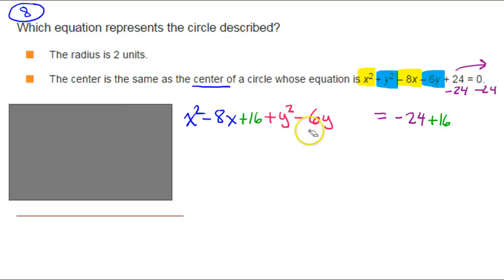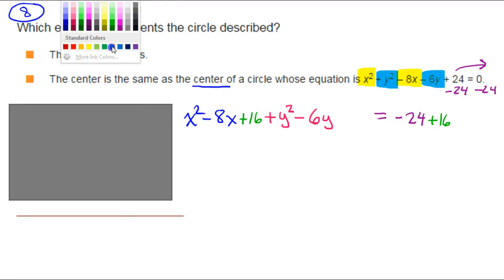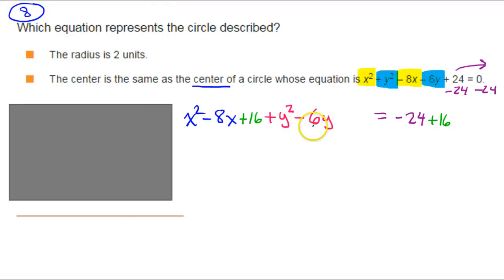Now I need to do the same thing with the y's. I need to complete the square. Again, I'm going to take half of the middle and I'm going to square it. Half of 6 is 3, and then 3 squared is 9. So I'm going to put a plus 9 on both sides. I really have to emphasize that because a lot of students will do a bunch of things right, but they'll forget to balance the equation. When you complete the square, you've got to put it on both sides of the equation.